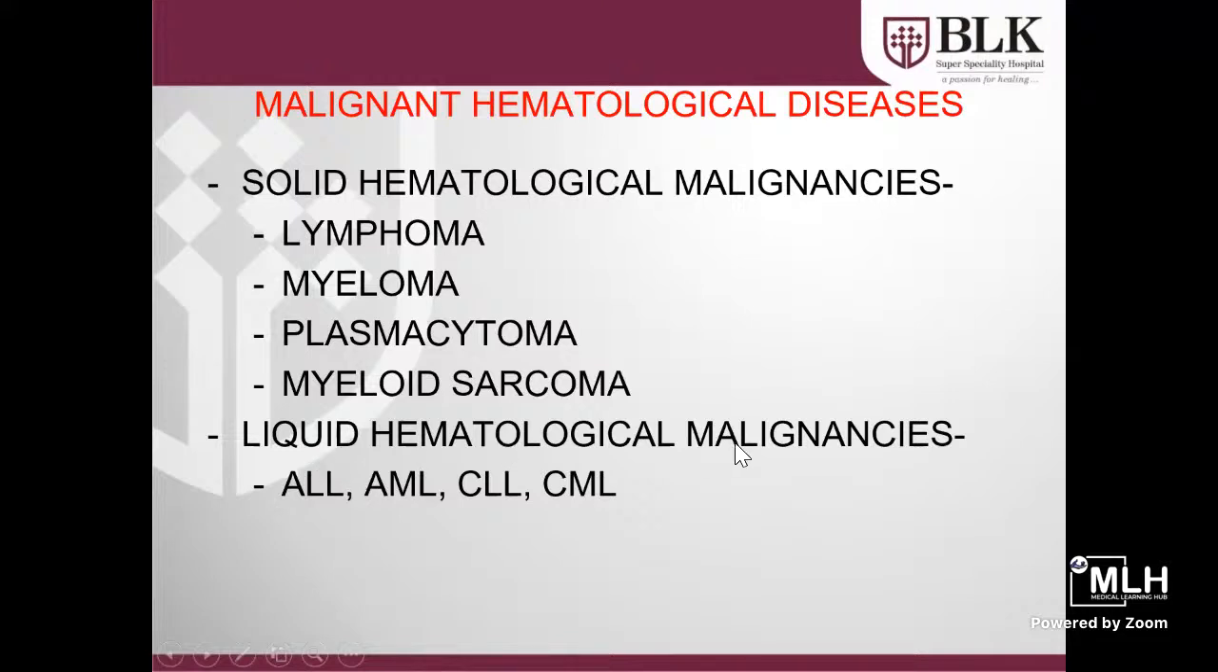Then comes liquid hematological malignancies: acute lymphoblastic leukemia, acute myeloid leukemia, chronic lymphocytic leukemia, and chronic myeloid leukemia. These are the four major liquid hematological malignancies. In these cases, we do bone marrow aspiration and biopsy with a needle to diagnose them. So for them it is not an interventional radiological thing, but definitely in all solid hematological malignancies we do need to do interventional radiology, and we do take help of Dr.